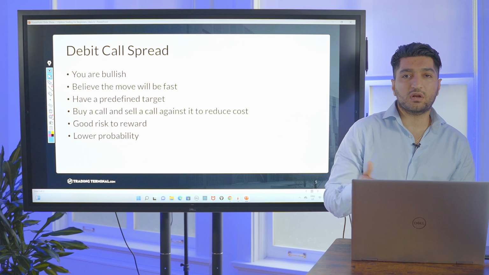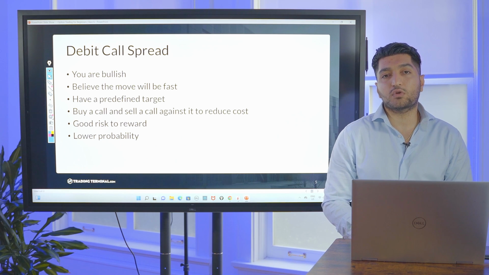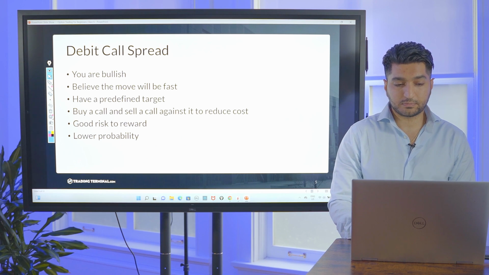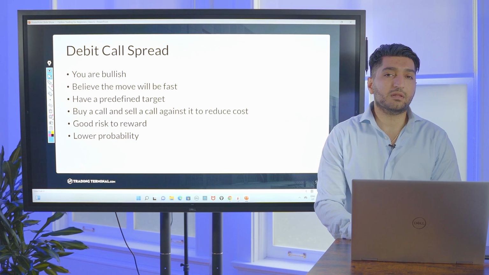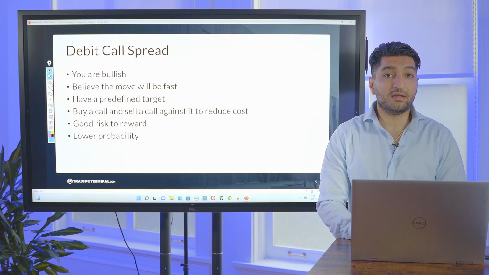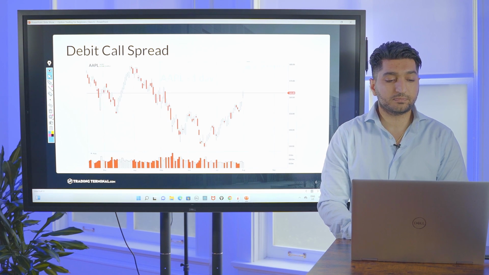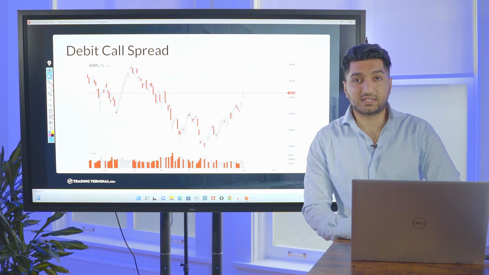However, since you're betting on a direction, it is a little bit of a lower probability trade. Meaning the probability of making money in this trade might be a little smaller than any different strategy. So let's take a look at it with a real example.